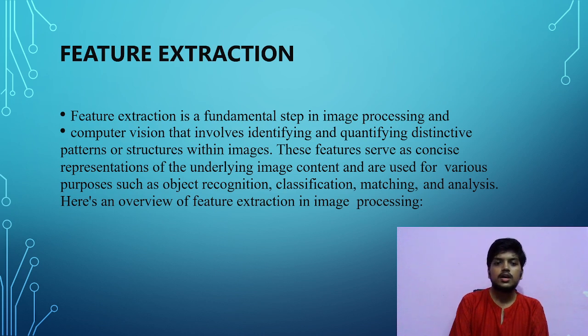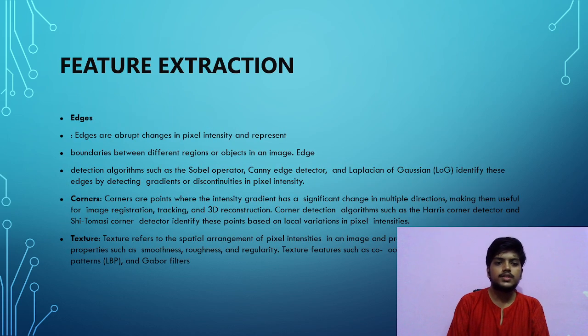Feature extraction is a fundamental step in image processing and computer vision that involves identifying and quantifying distinctive patterns or structures within images. These features serve as a concise representation of the underlying image contents and are used for various purposes such as object recognition, classification, matching, and analysis. Here's an overview of feature extraction in image processing.